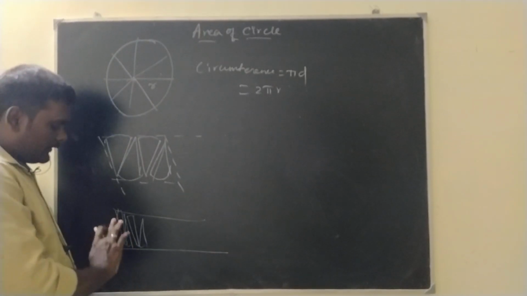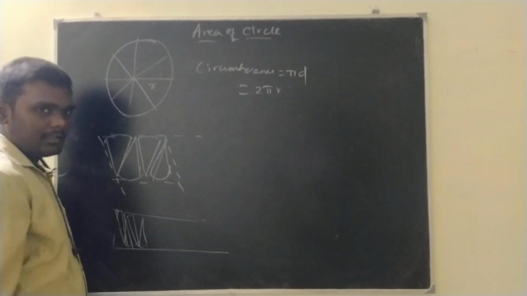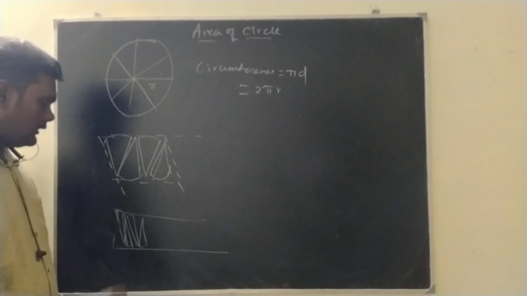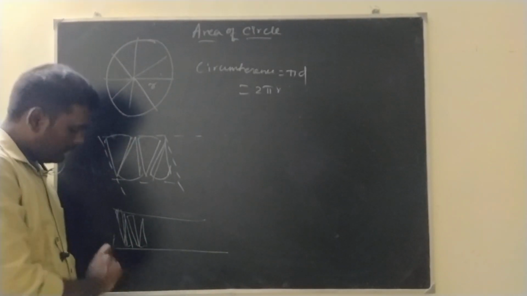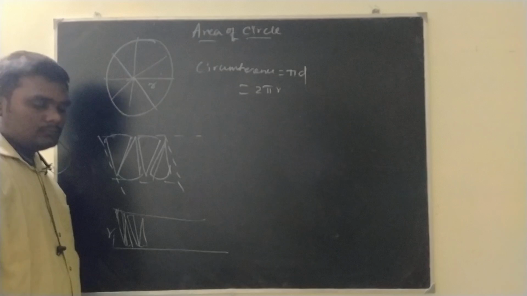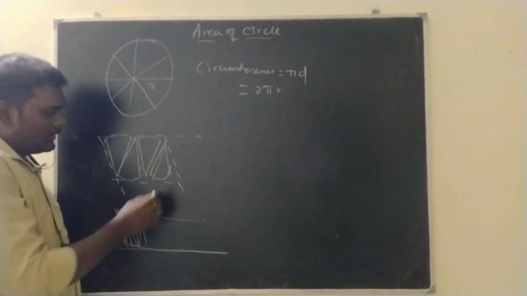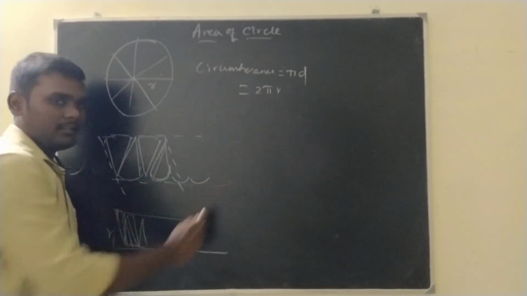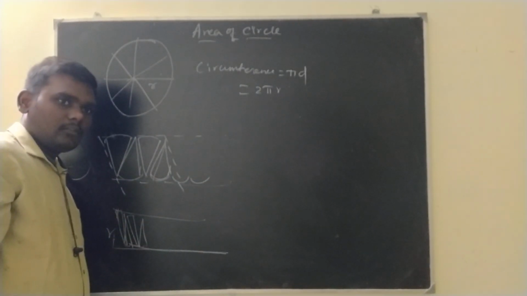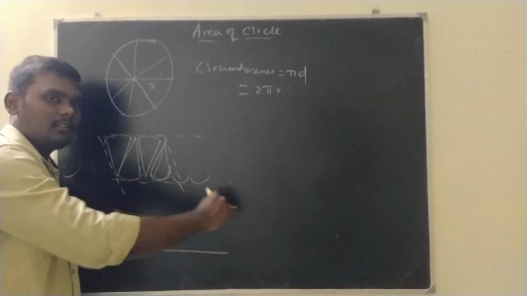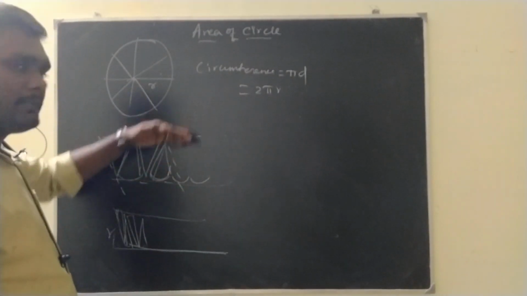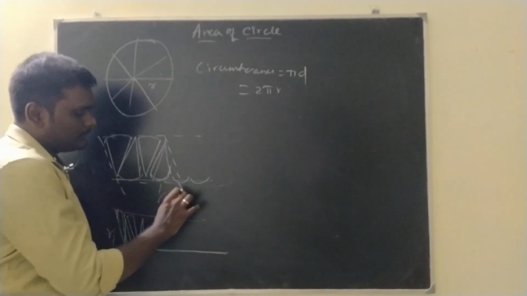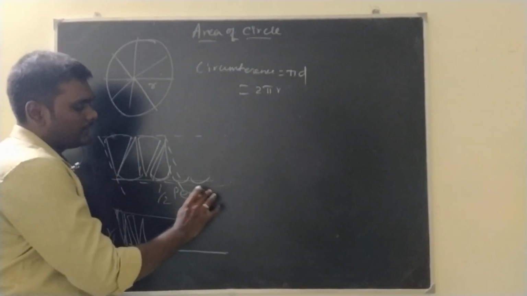Now, obviously, we will get a rectangle kind of shape. The height of the rectangle would be the radius. What about the breadth? Whatever pieces we took, only half of the pieces will come here. The other half will be on the upside. So this length would be half of the perimeter or circumference.